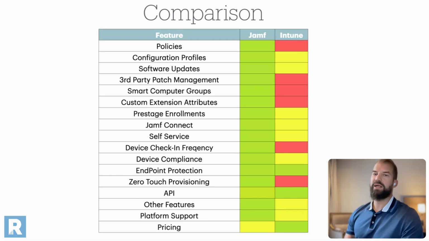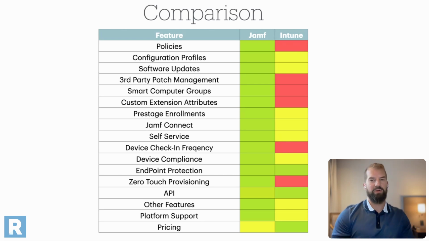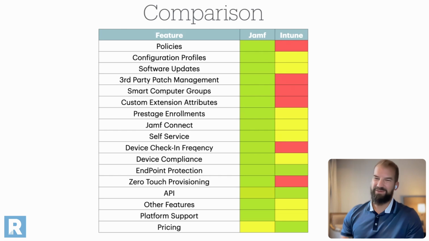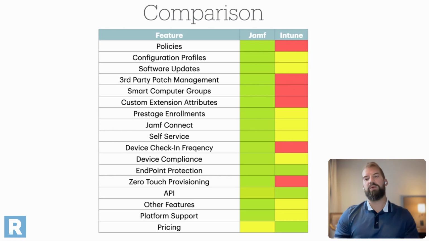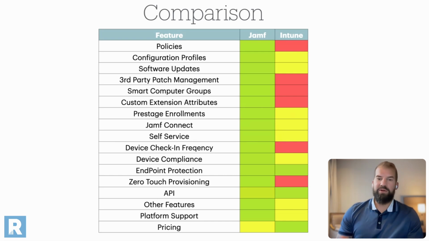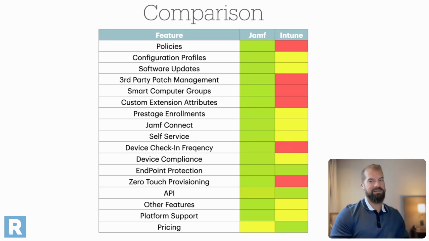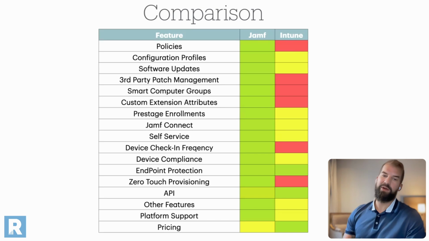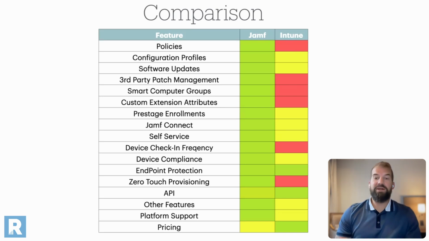The API, when it comes down to it, Intune's API is probably a little bit better than Jamf's just because it's more modern. But for us, what we really care about is what we're able to do with the API. And with Jamf, you can do a lot more. Not because their API is more robust, but just because Jamf Pro can do a lot more. Additional features, Jamf also has a lot more things that Intune doesn't have. Platform support, as we went over. Intune isn't that bad, but Jamf is much better when it comes to getting support for their product.